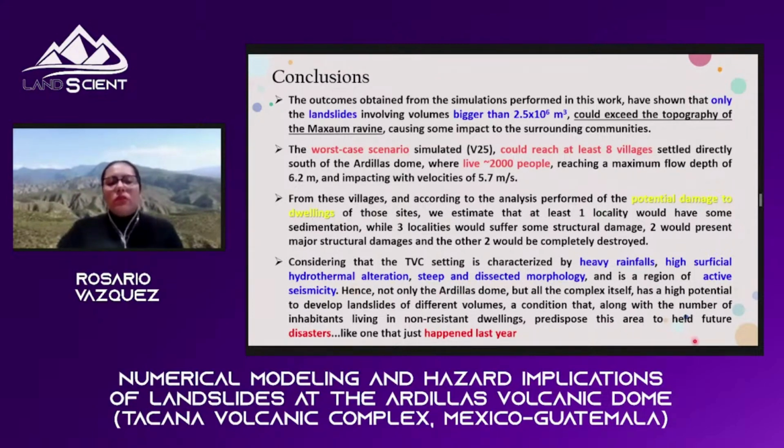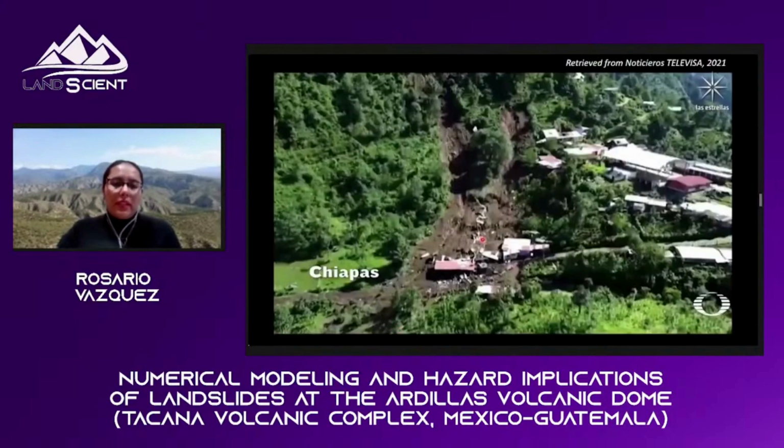So probably not just the Ardillas Dome, but the whole complex itself has a high potential to develop landslides of different volumes. Considering the number of inhabitants that are currently living on the flanks of the volcano, we are aware that this area could, in the future, face disasters, like the one that just happened last year.